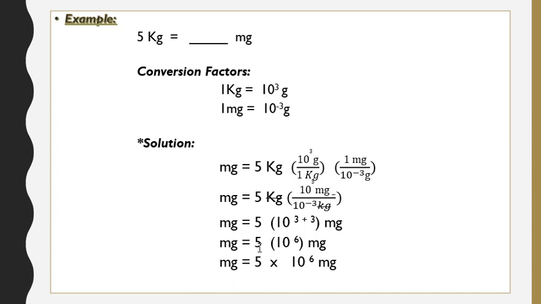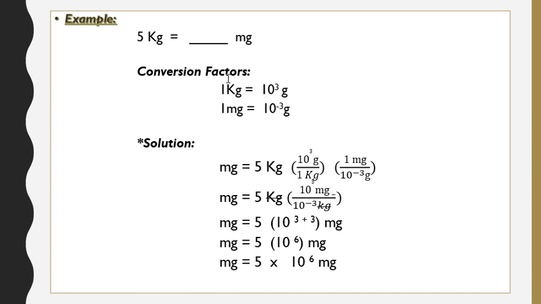Next, you have to copy. So we now have this equivalent of 5 kilogram. So we have 5 times, because of the parenthesis, 10 to the power of 6 milligram. So that is now our answer.